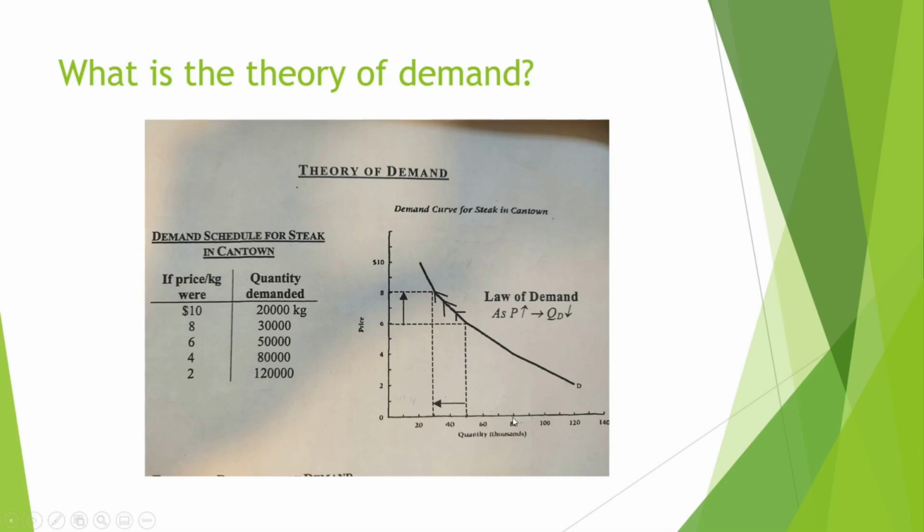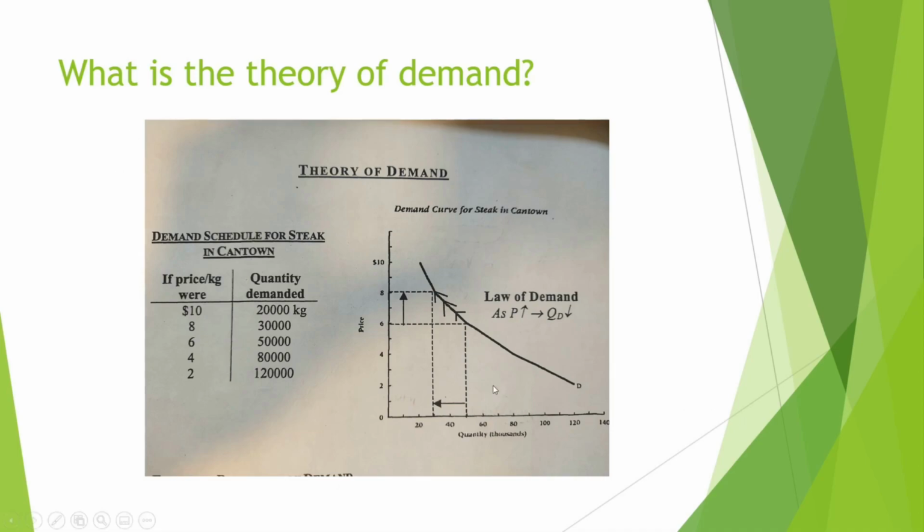So let's say at 80,000, it was about $4. If the price were $4, about 80,000 kilograms of steak would be demanded. Let's say the price goes up to $6 now. As you can see, the quantity demanded goes down to 50,000, but the demand curve itself did not move. So that's important to distinguish the difference between quantity demanded and demand itself.